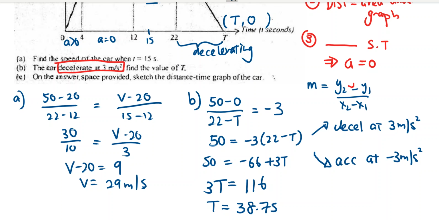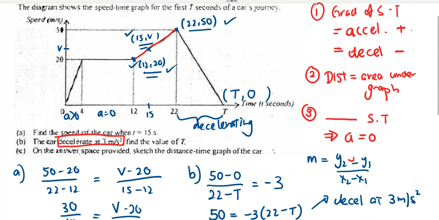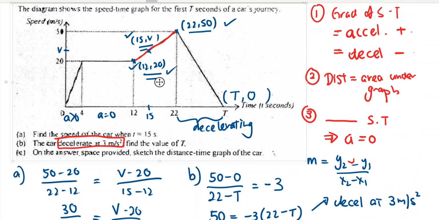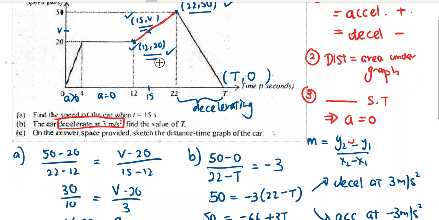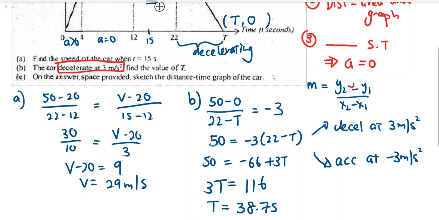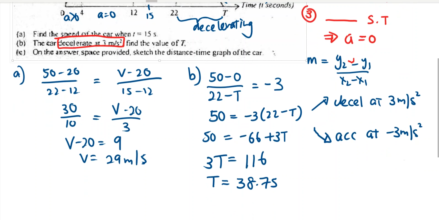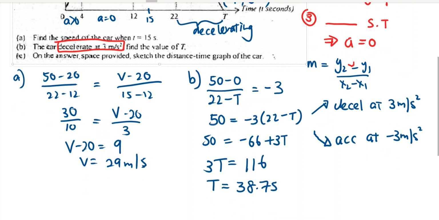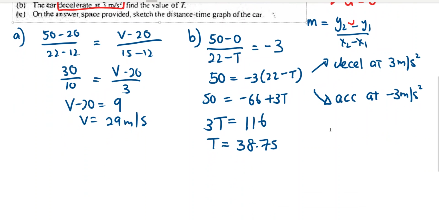Okay, and so same thing, you realize that we use the gradient way to find many things. Number 1, we can use the gradient to find speed in the first part of the question, when speed is unknown in the middle of the period. Next, we can use gradient again to find t, because in this case they tell you that it is decelerating. If the question tells you the distance traveled, then we are going to use area under graph to find it instead.